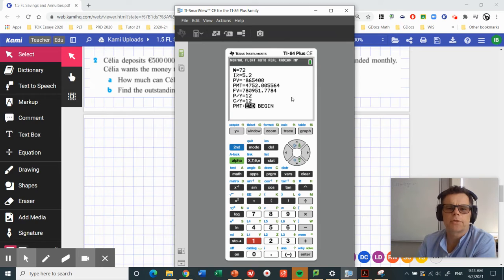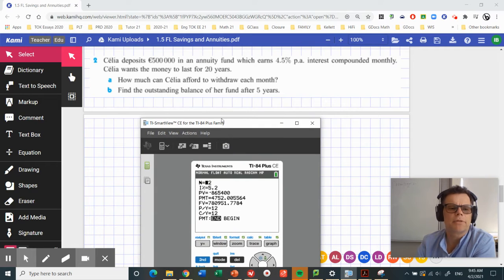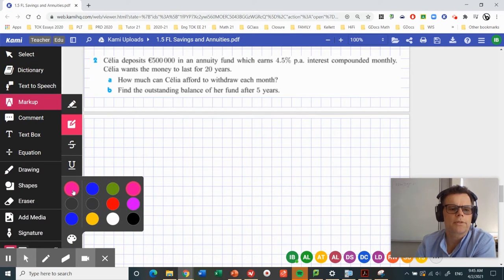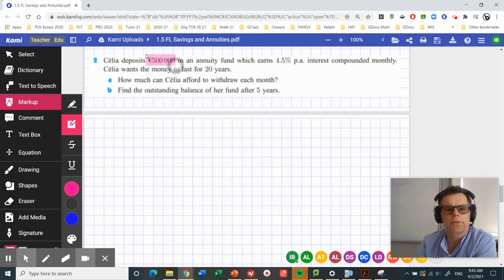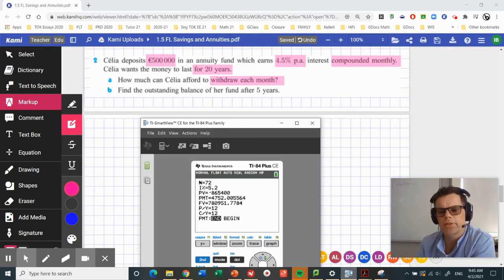So let's look at the information we've got. Celia deposits 500,000 in an annuity fund. Let's mark up the important things here. It's 500,000 euros that she's putting into this annuity fund. It earns 4.5% per annum interest. It's going to be for 20 years. It's compounded monthly. And how much can she withdraw each month? How much can she withdraw each month is the question. So 1, 2, 3, 4, 5 pieces of information.